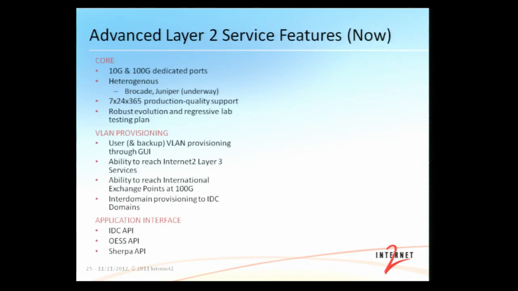In terms of our feature set, in the core, we have 10 and 100 gig dedicated ports, heterogeneous. We have full NOC support, and we've set up a whole test sort of QA infrastructure for testing as we try to test the interoperability of various vendors and their interoperability with our software. We have user VLAN provisioning through the GUI and backup VLANs as well. You can reach your layer 3 services. You can reach the international exchange points. And today we're doing inter-domain provisioning to IDC domains.